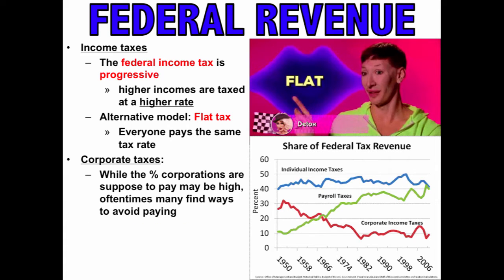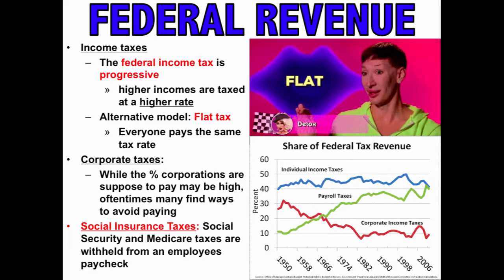Another source of revenue is social insurance taxes, and this is things like Social Security and Medicare taxes withheld from an employee's paycheck. These taxes are paid in addition to income taxes and are used to pay for programs such as Social Security, and oftentimes they are matched by an employer through payroll taxes. So both the employee and the employer pay these social insurance taxes, especially when it comes to Social Security.